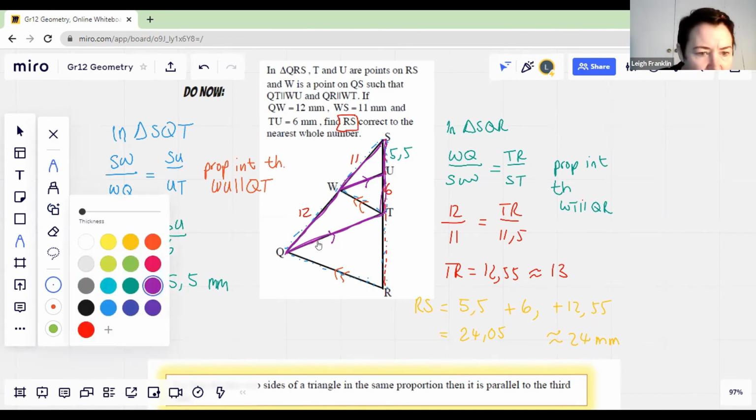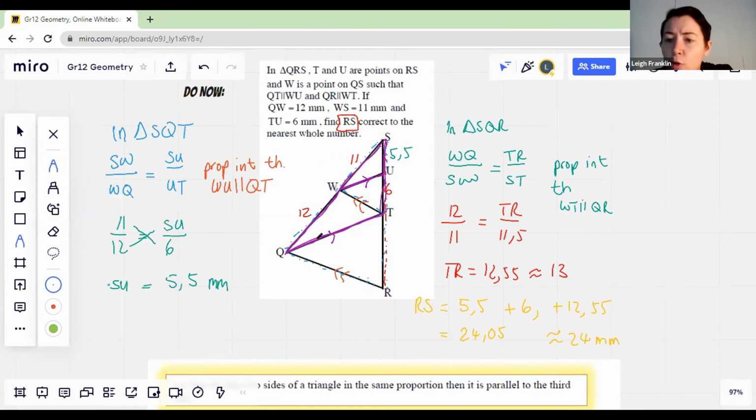Then we could also work in triangle QSR. I'm just highlighting the sides here, trying to make it pop out a bit more. And there's the third side. The reason that we could work in that triangle is because we've got QR parallel to WT. Does that make sense to you now? Can you see it? The purple triangle and the blue one. I encourage you to highlight the triangles for yourselves with a highlighter, to help it pop out.